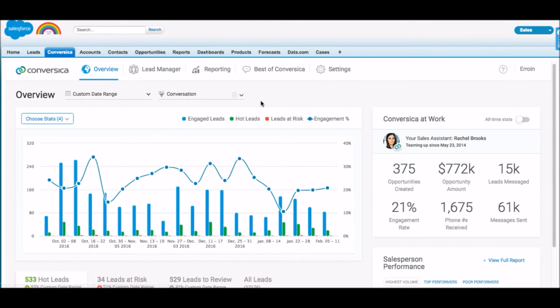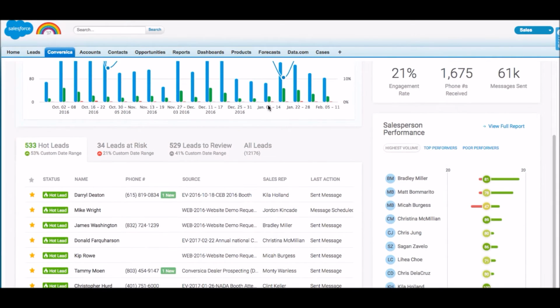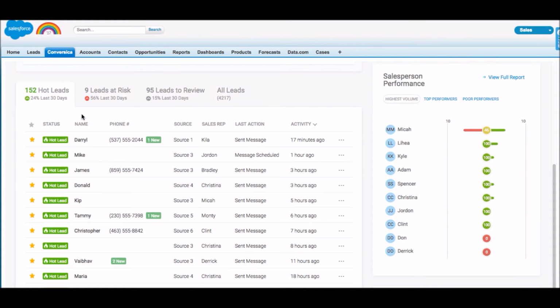Now on the overview, as I scroll down, I can see here 4 unique tabs down below. All my hot leads that have come in from this date range. Again, this is a date range of October 1st to February 9th, 2017. Number of leads at risk I have, number of leads that need to go into review, and all the leads actually worked during that time frame. Now, as we move down to the tabs down below, we have hot leads, leads at risk, leads to review, and then all leads. Let's review those tabs individually one by one.